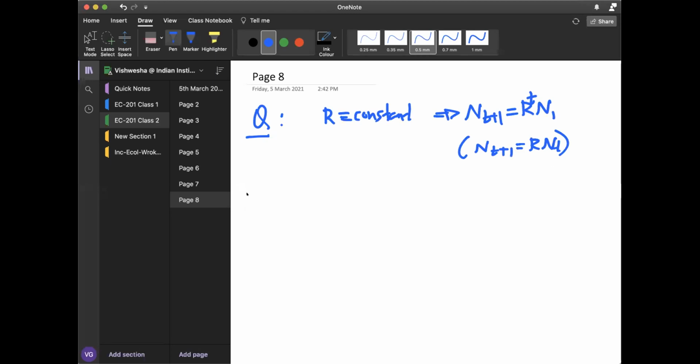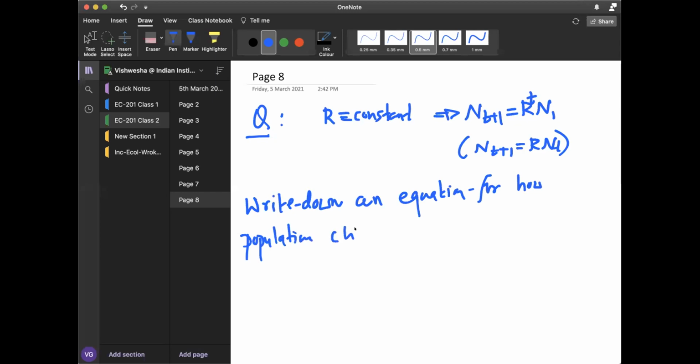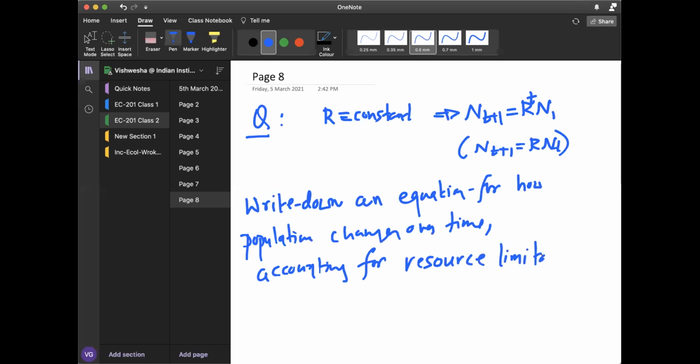Now, can you write down an equation for how population changes over time, accounting for resource limitation? Here is the question I'm actually asking: how will you write down an equation for how population changes over time, accounting for resource limitation?